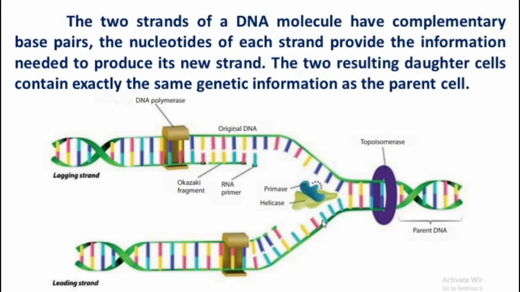So this is due to the information: the newly added nucleotides are selected based on the information, that is, the nucleotides which are present on the template of the DNA. So there is no possibility of change of genetic code. So the two resulting daughter cells contain exactly the same genetic information as the parent cell.